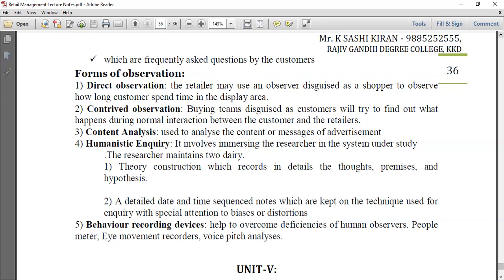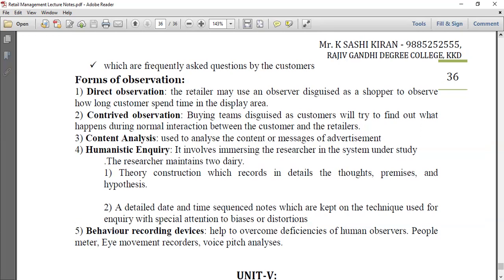And the last one is behavior recording devices. These behavior recording devices help to overcome deficiencies of human observers: people meters, eye contact and eye movement recorders, voice and speech analysis, all these things. So with that, we complete our syllabus of retail management.